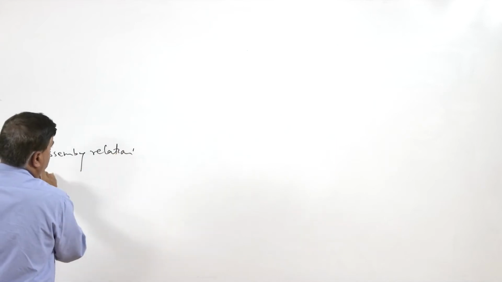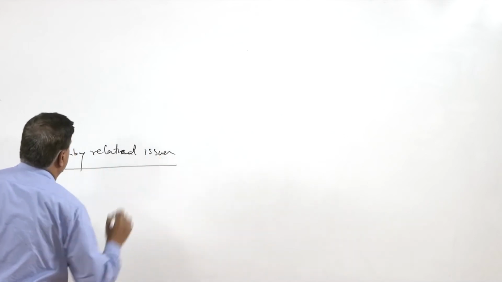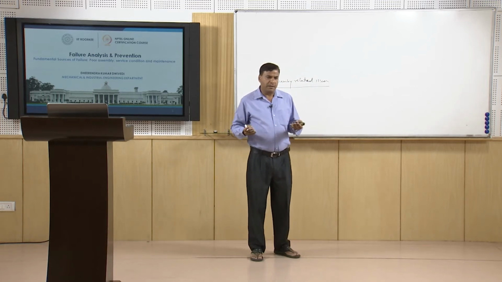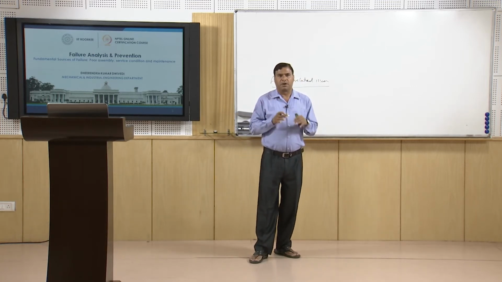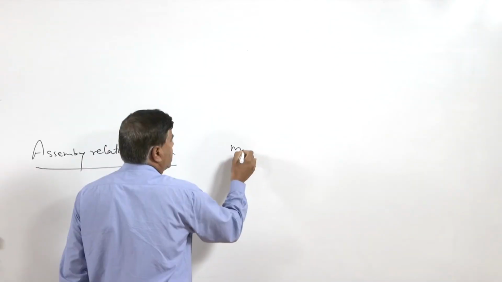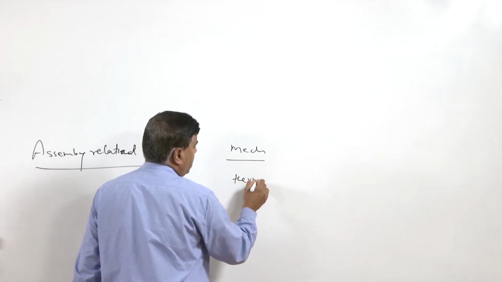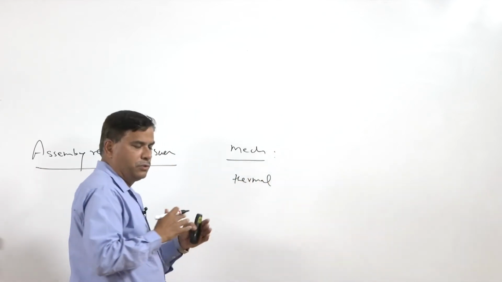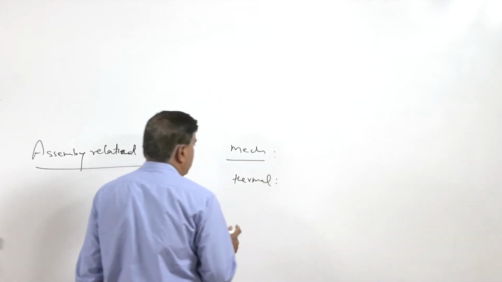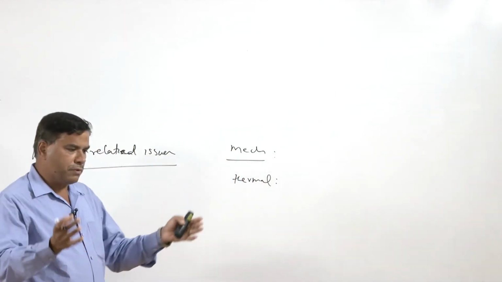Improper assembly, poor assembly related issues. We know that for making any system, a number of subcomponents are brought together. For this purpose, we may use various joining approaches, like mechanical or thermal. The mechanical approach involves the use of nuts and bolts, rivets, etc. In thermal, it may be brazing, soldering, welding.